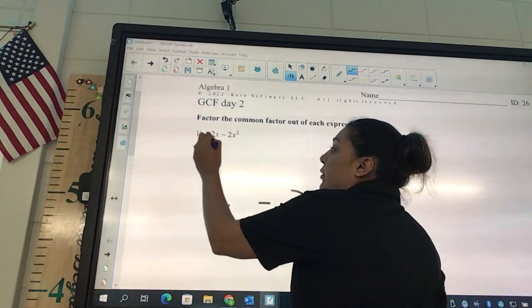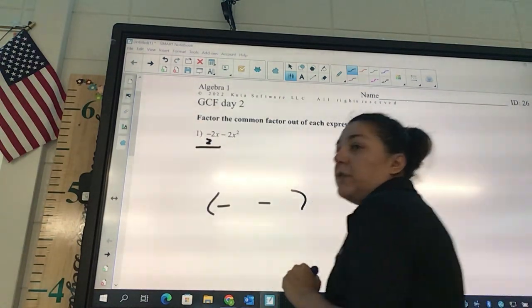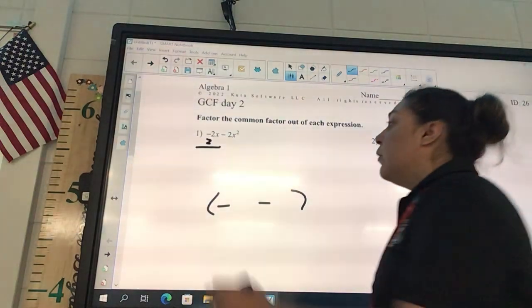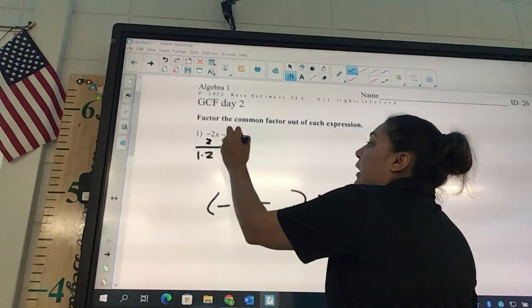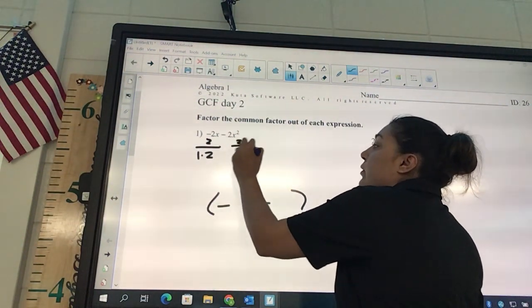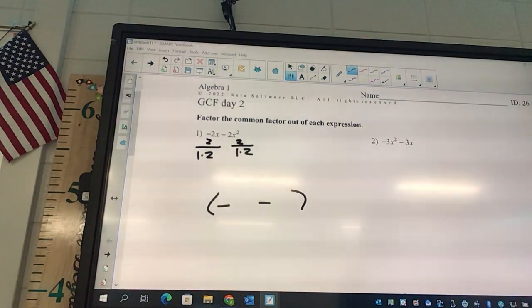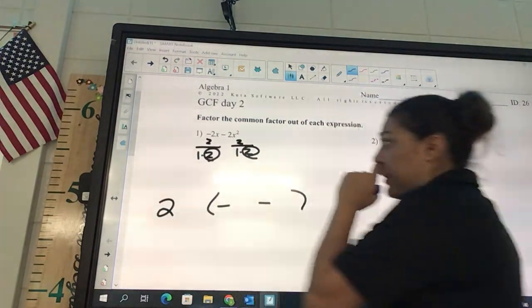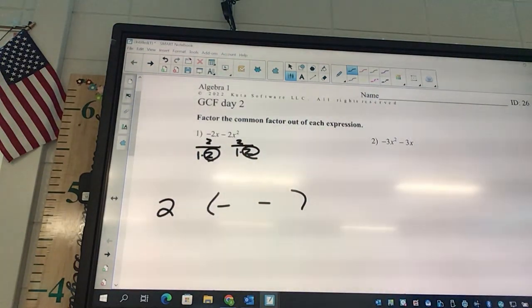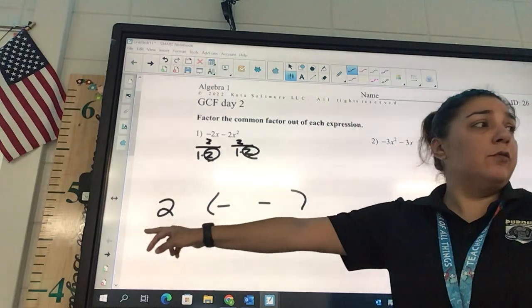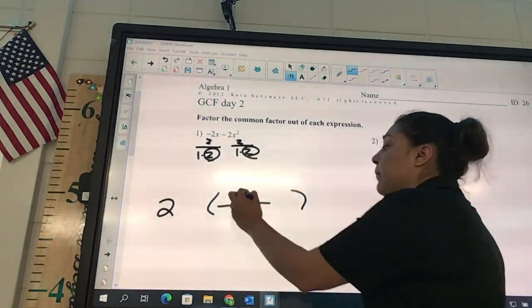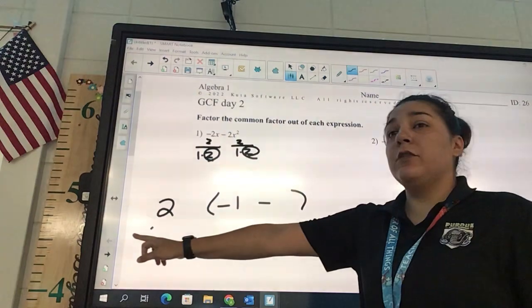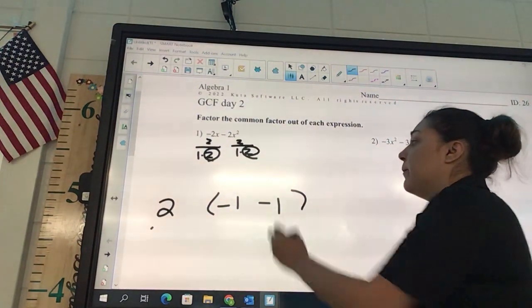If we look at 2, what's the factors of 2? 1 and 2. Okay, and we got another 2 here, 1 and 2. What's the biggest number you can take from both of those? It's got to be a match. 2, right? So we got a 2 and a 2, and so a 2 is going to go on the outside. 2 divided by 2 is 1. 2 divided by 2 is 1.